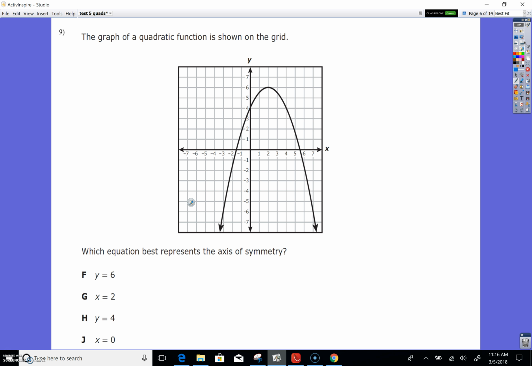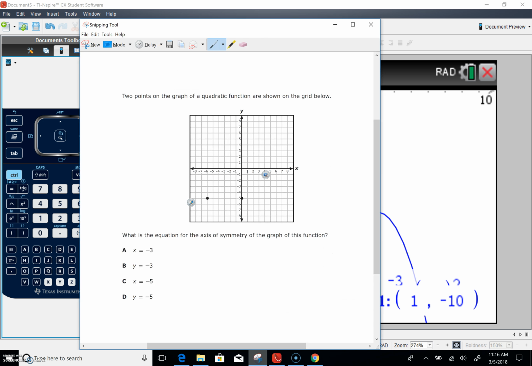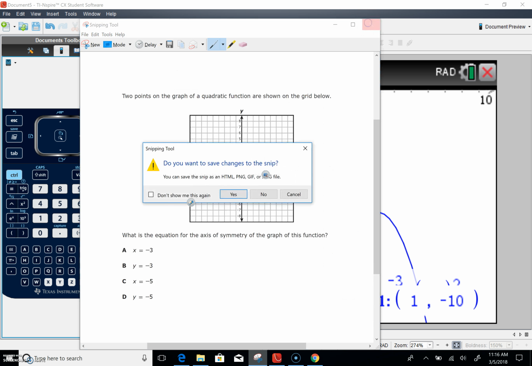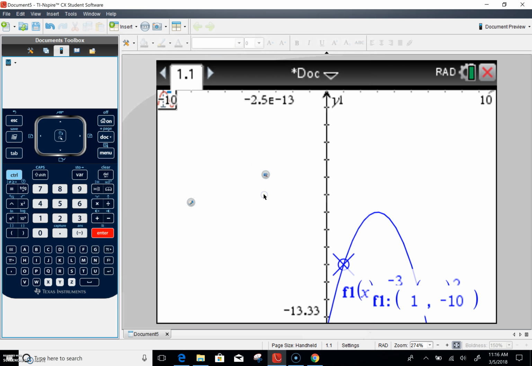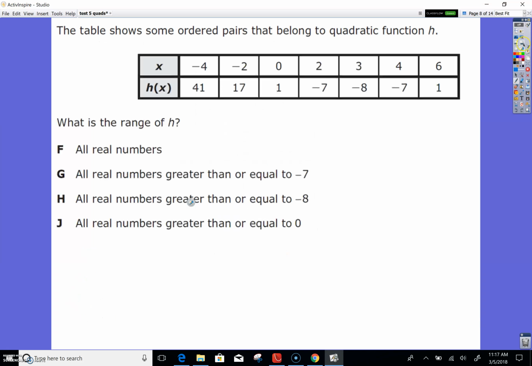Number 9. Remember, the axis of symmetry is where it cuts it in half. So, it's right here. So, x is equal to 2. X is equal to 2, okay? Moving on to the next one.